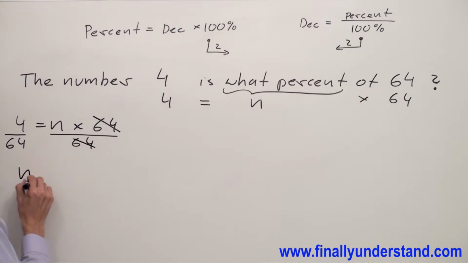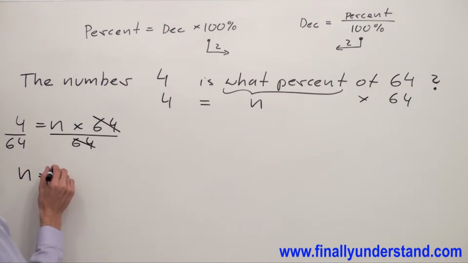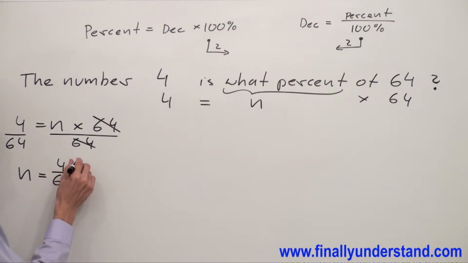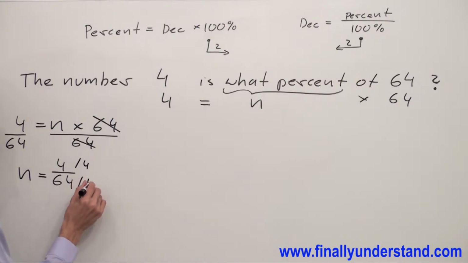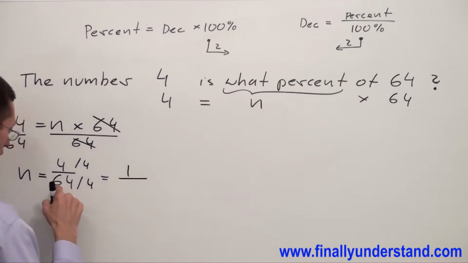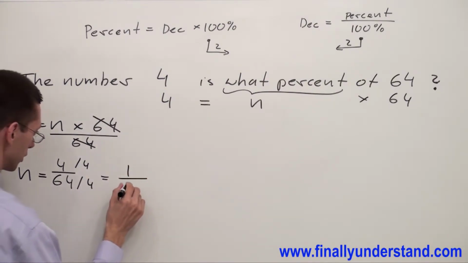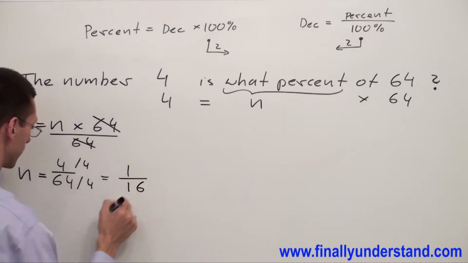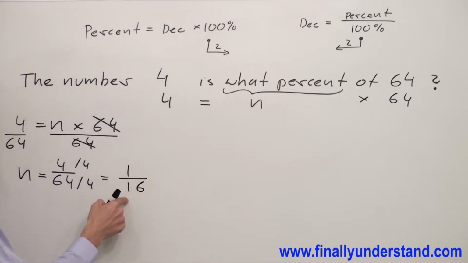Now, my problem is going to look like this. n equals 4 over 64. Now, before we go further, check if we can reduce the fraction. 4 and 64 are divisible by 4. 4 divided by 4 is 1. 64 divided by 4 is 16. Okay, now we got a fraction.